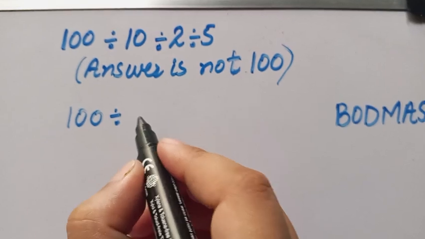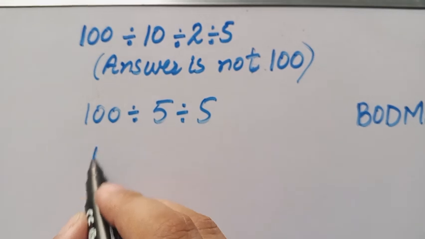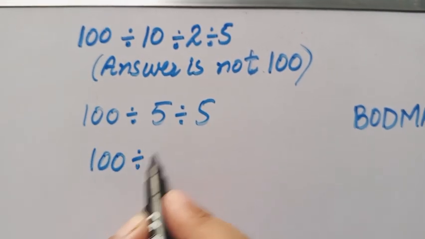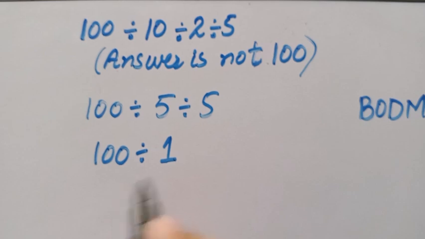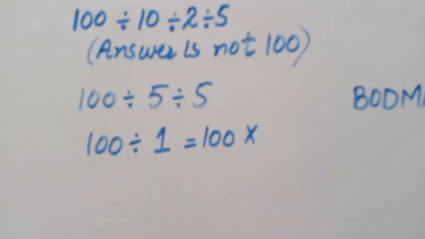100 divided by 10 divided by 2 divided by 5. If we divide 2 divided by 10, which is equal to 5, and 5 divided by 5 equal to 1, so answer is 100. That is wrong.